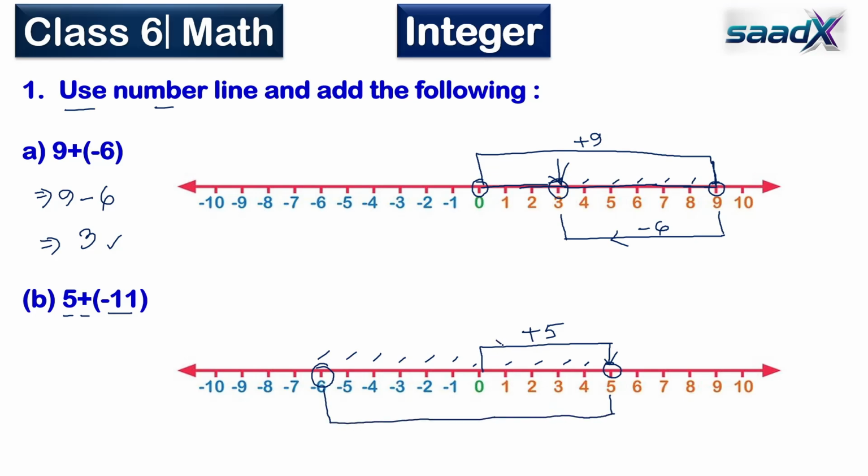So first will happen here and here minus 11. So our result will be minus 6. Okay, how? Look, we can write in here 5 plus and minus will be minus, then 11, 5 minus 11 is a minus 6. So our number line also mention minus 6. Very simple.